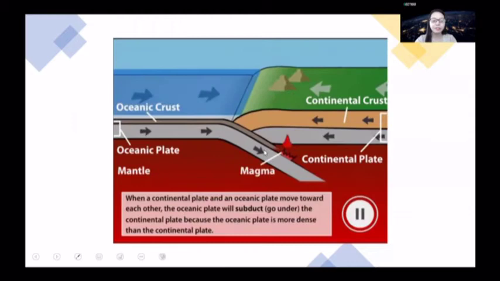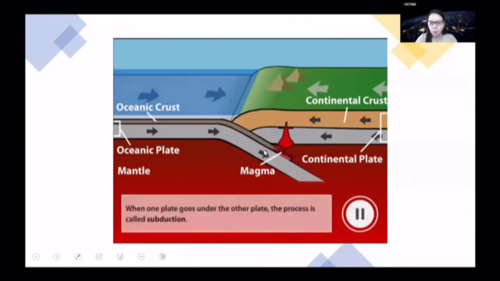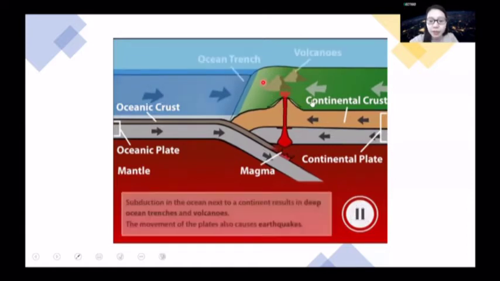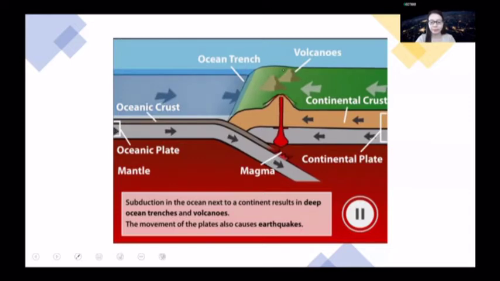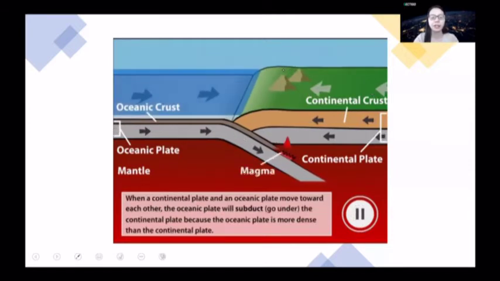Since there will be a formation of magma beneath the continental crust, a geologic feature will be formed on top of it. Can you guess what? Here are the geologic features that will form on top of the continental plate. Those are volcanoes and volcanic arc. So as you can see, the rising of the magma will give way to the formation of volcanoes.